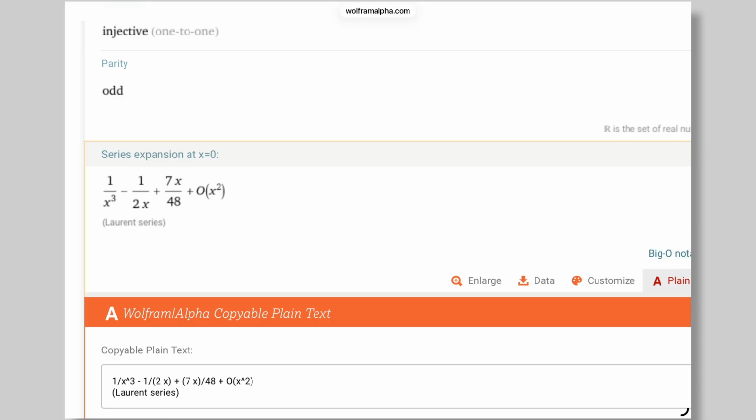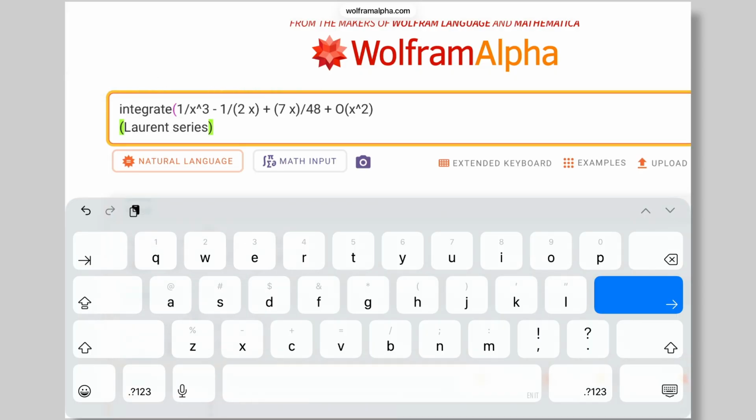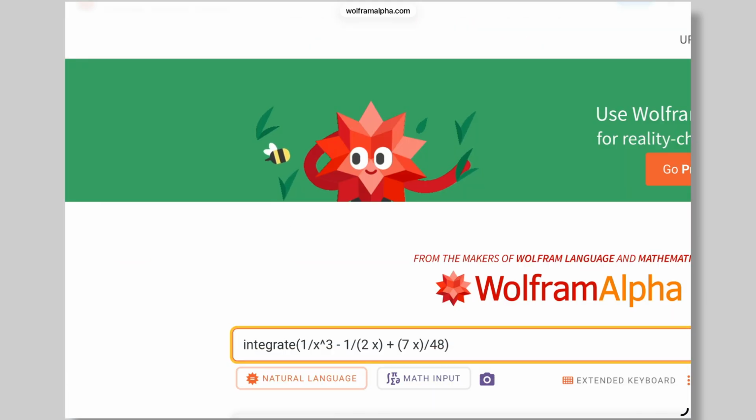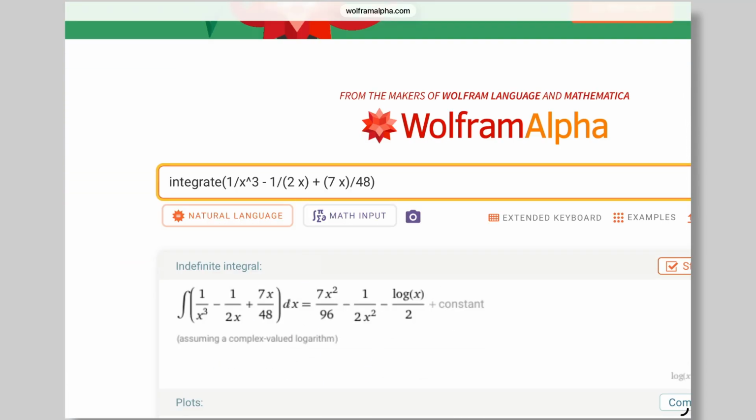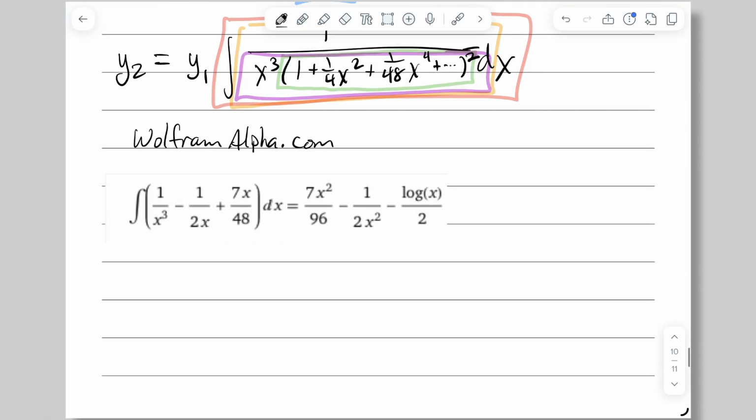I'm going to copy that. And this time what we want to do is integrate. I'm going to paste this, but I have to delete the Laurent series label. We don't need that information. And we also need to delete the plus O of x to the 2. That's just referring to big O notation. If you know what it is, cool. If not, don't worry about it. And then ask it to integrate. When I do that, I get an output that I can understand here.